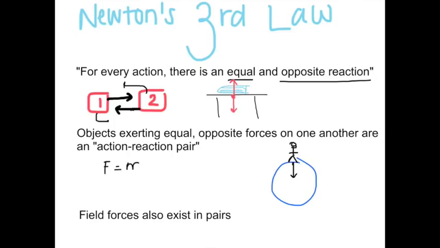Force equals mass times acceleration. The forces may be equal for the person and the Earth. We'll call this the force of the person on the Earth and the force of the Earth on the person. But the Earth's mass is so much greater that the acceleration must be extremely small to keep this force equal. That's why we don't notice the Earth accelerating towards things as they fall to the ground.